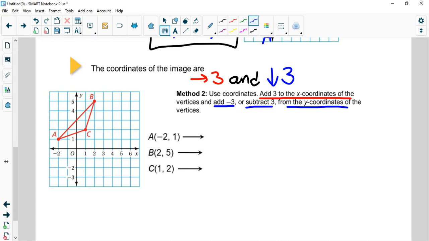If I'm going up, I would add. If I'm going to the right, I would add. If I'm going down, I would subtract. And if I'm going to the left, I would subtract. And this could help you keep in mind those directions.